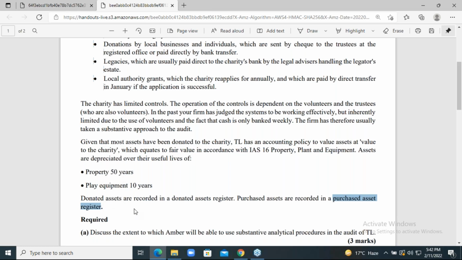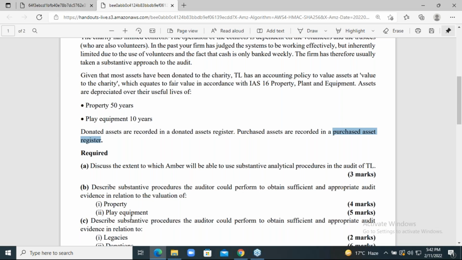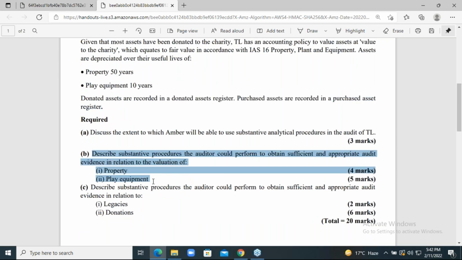So this is the data, and what we are going to do, we are asked to describe substantive procedures the auditor could perform to obtain sufficient and appropriate audit evidence in relation to the valuation of property and play equipment.